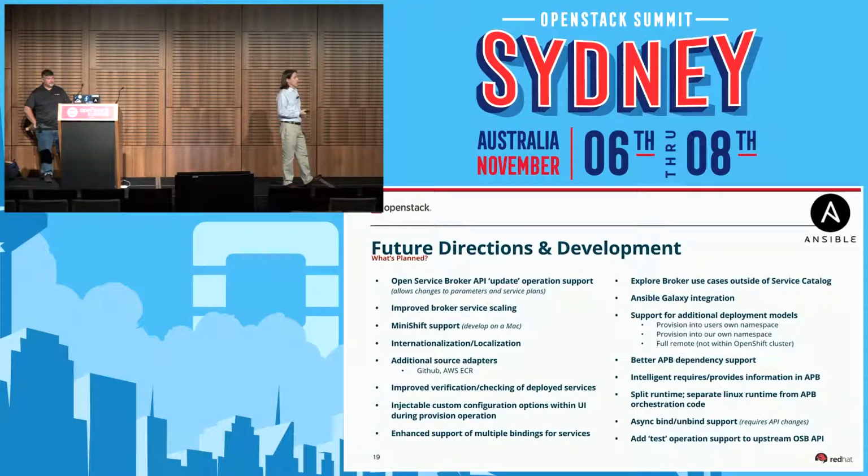Better verification of those deployed services, making sure that when we provision something, it's up and running. Even things like custom UI, where we know there are complex applications, complex services. OpenStack's one of those, right? We can have better UI integration with those complex services. Let's see what else I want to say on this one. Yeah, looking at use cases outside of the service catalog.